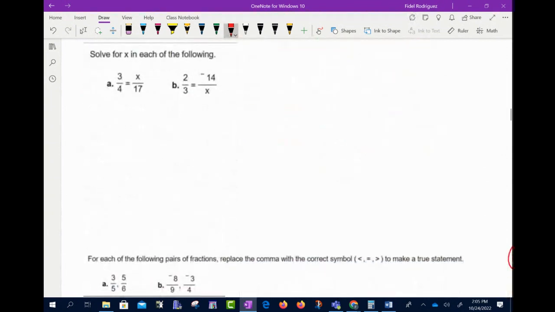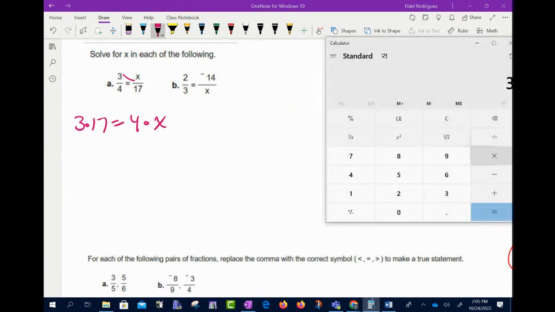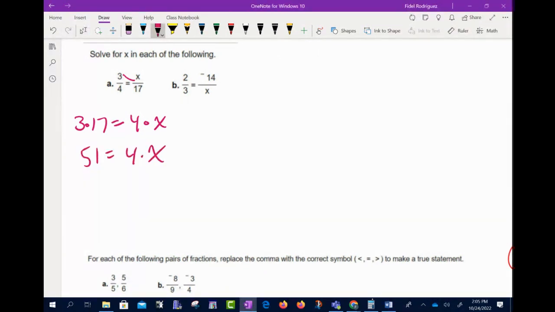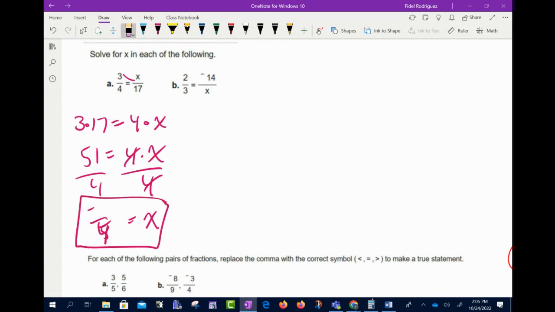All right, let me keep moving along here. Y'all, for this next problem, it says, solve for x in each of the following. They're telling me that the fractions are already equal. So what I'm going to do here is cross multiply. So 3 times 17 equals 4 times x. Let's figure out what's 3 times 17. That is 51 equals 4 times x. So I'm going to divide everything by the number 4. And 4 does not go in nicely into 51, y'all. So I'm going to just leave that as 51 over 4. It doesn't go in nice and pretty, so we'll leave it like that.